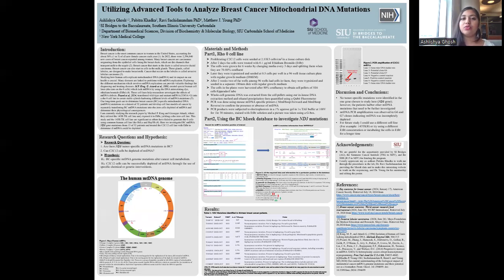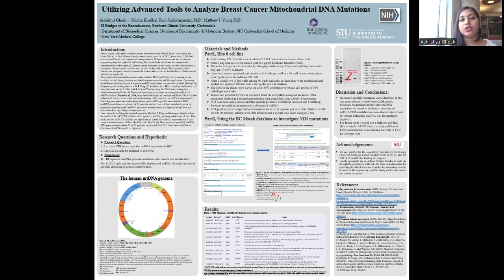In addition to that, we are also looking into making a rho zero cell using our mouse cell line, which is C2C12, to study the mitochondrial DNA replication. So rho zero cells are cells which do not have their mitochondrial DNA when they are exposed to a mutagen like ethidium bromide over a longer period of time.